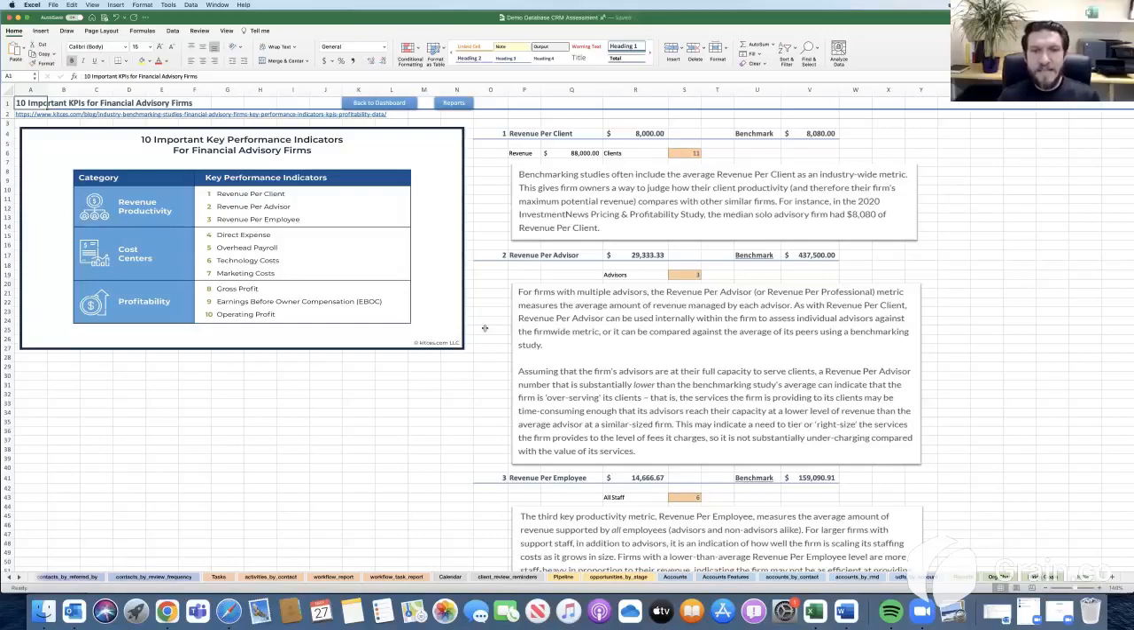Yeah, so when we do these assessments, we look at these three KPIs: revenue per client, revenue per advisor, and revenue per employee. And we compare what the firm currently has to these benchmarks. And that helps us to determine if there are ways that we can help improve how the firm runs based on how many advisors they have and how many staff they have. Awesome.